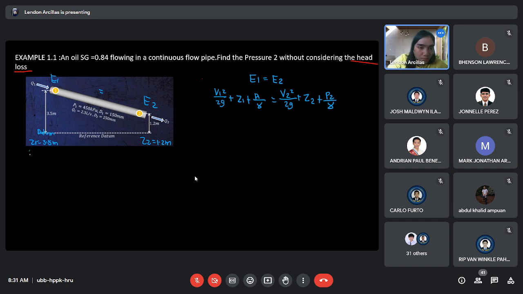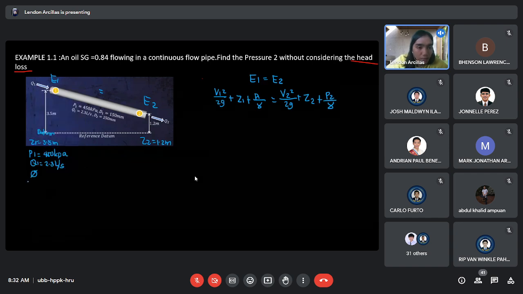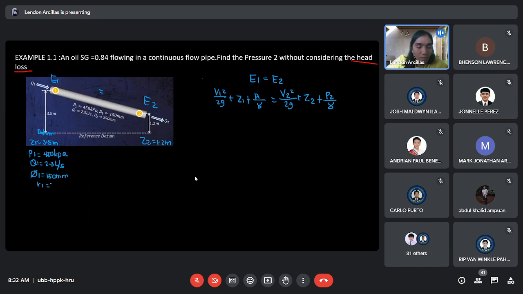Also, we have P1 that is 450 kilopascal. And we also have a discharge at point 1, or volume flow rate, 2.3 liters per second. Ano pa? Diameter 1 at point 1 is 150 mm. Again, i-convert ko lang siya sa radius. That is 75 mm, or that is equal to 0.075 meters. I-convert ko siya kasi kukuha tayo ng cross-sectional area in circle since this is a pipe. Tama. So at point 2 naman, ito yung hinahanap, find the pressure 2.